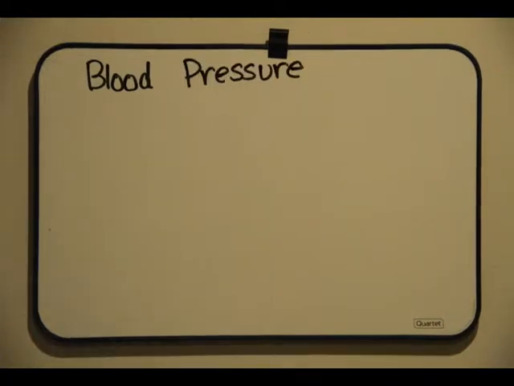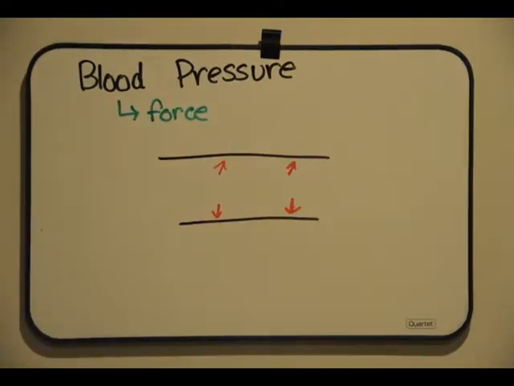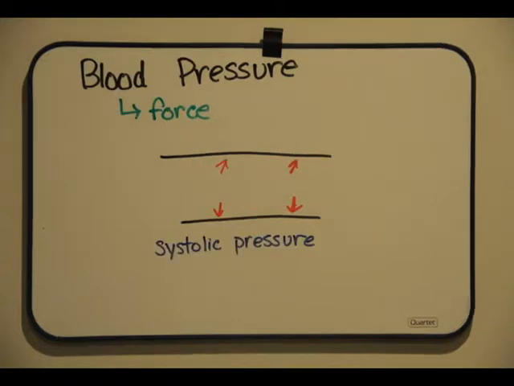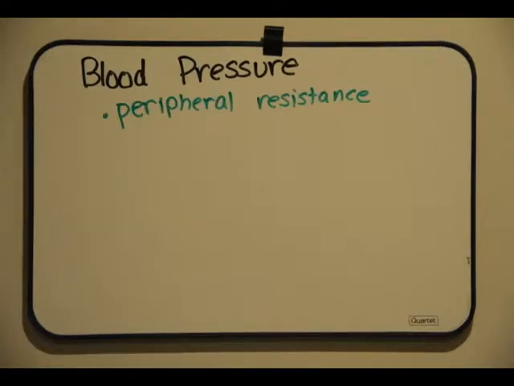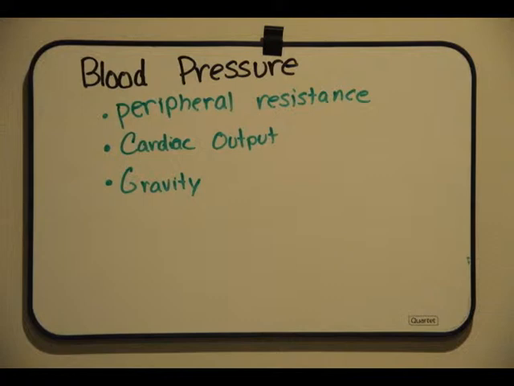Blood pressure. The force that blood exerts on the surfaces of the blood vessels. Systolic pressure. Blood pressure in the arteries during contraction of the heart. The heart contracts when it pumps blood. Diastolic pressure. Blood pressure between contractions. Blood pressure is influenced by peripheral resistance, cardiac output, and gravity.